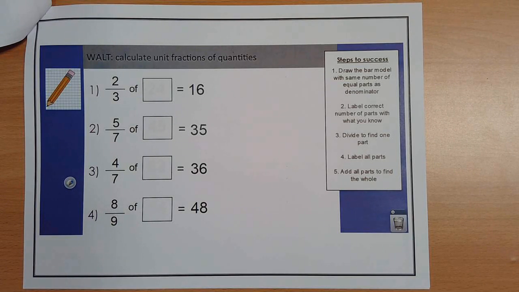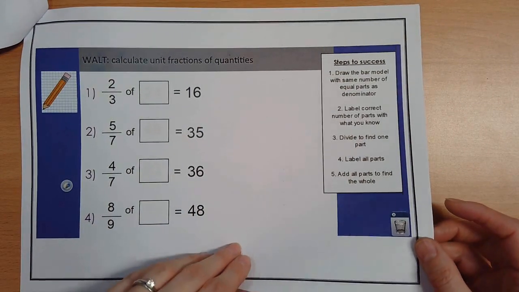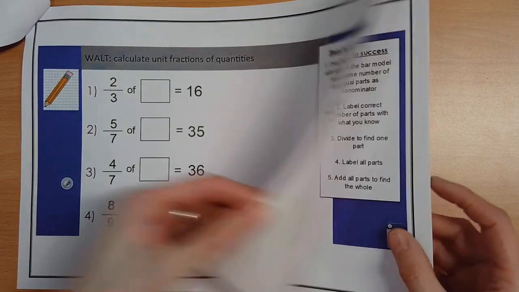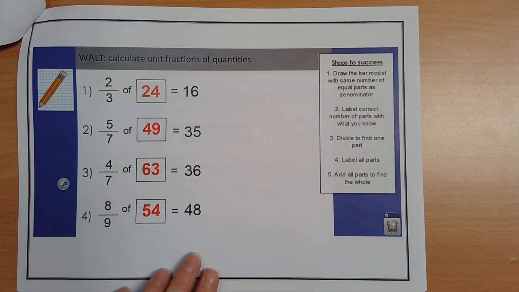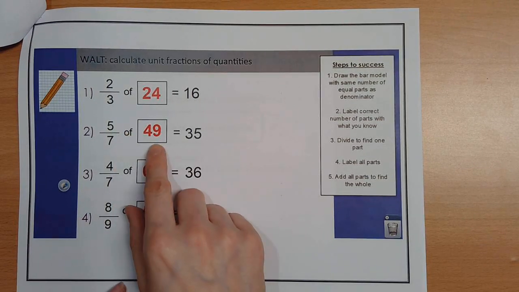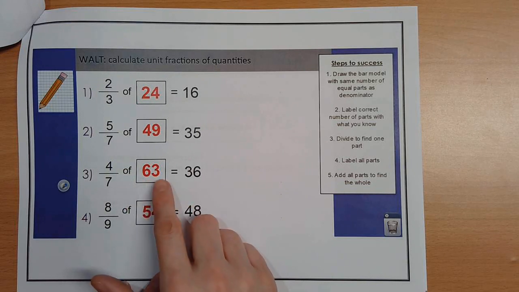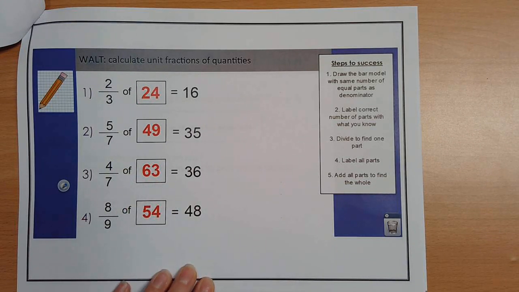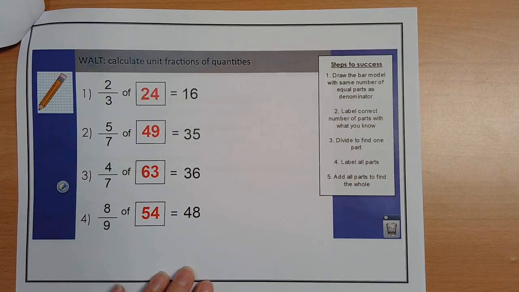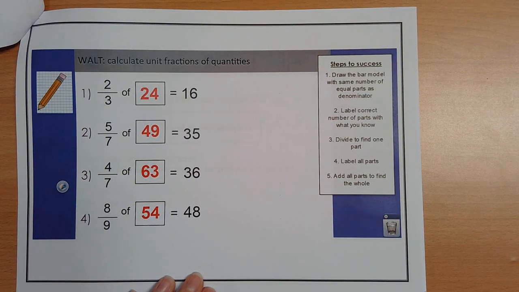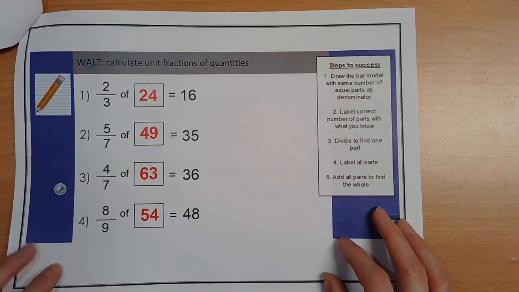Okay, hopefully you've had a go at all of those. Bit tricky with timetables down here, but let's see how you did. Okay, 2/3 of 24 is 16. 5/7 of 49 is 35. 4/7 of 63 is 36. And 8/9 of 54 is 48. Really well done if you managed to get those correct. Let's move on to some reasoning now.